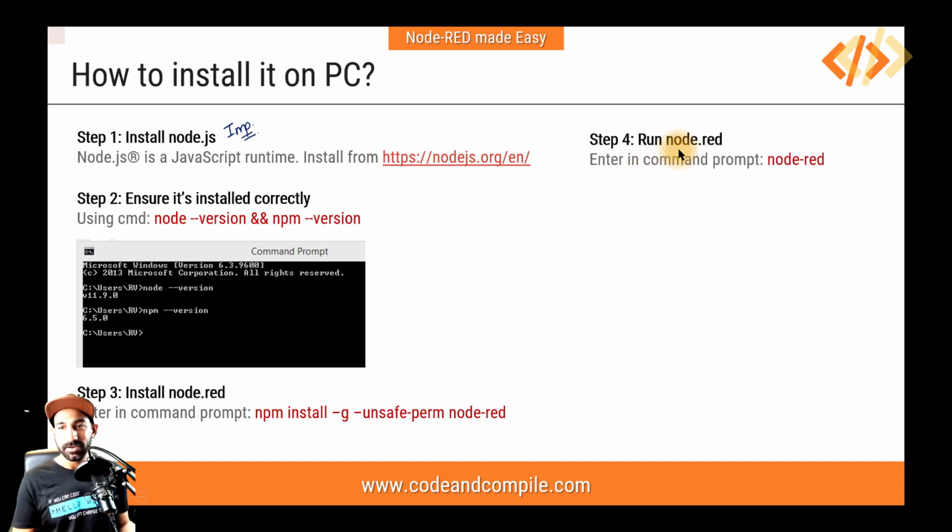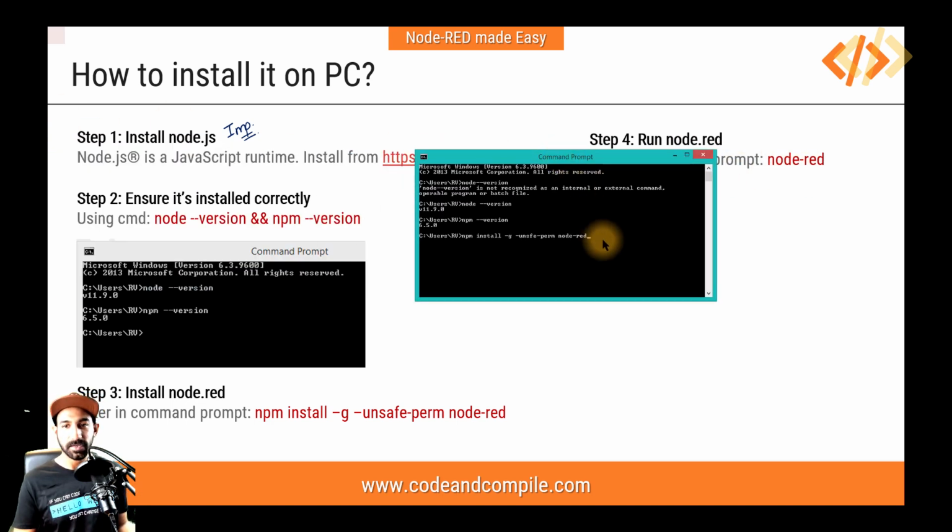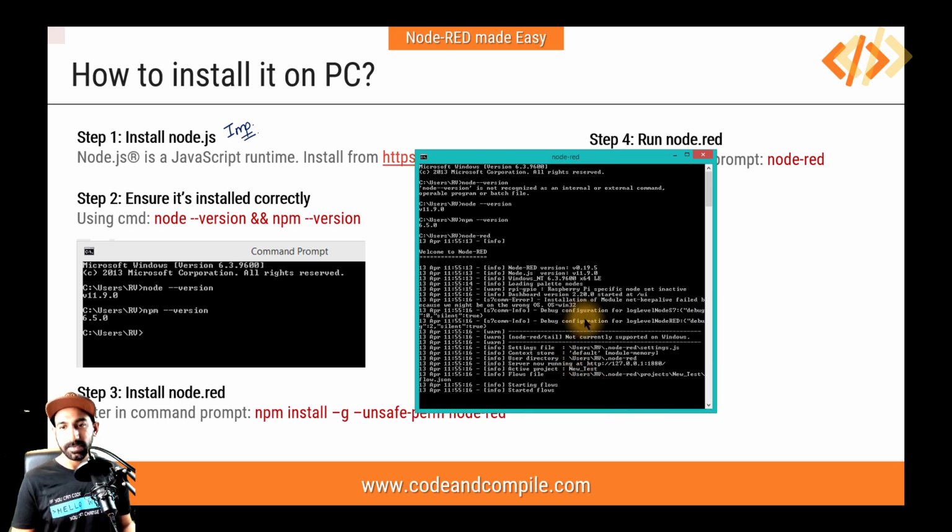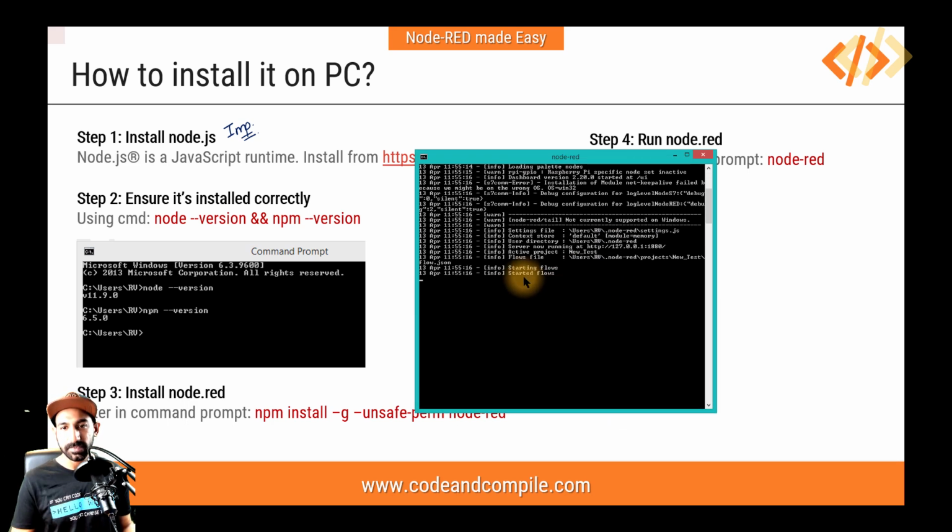And then you have to run Node-RED. To run Node-RED, you have to open the command prompt and type node-red. So this is my command prompt. Once Node-RED is installed, in your case as well, just type node-red and press enter. And then you will see Node-RED is being executed. And in the end, you will see started flows. So it means Node-RED has started.